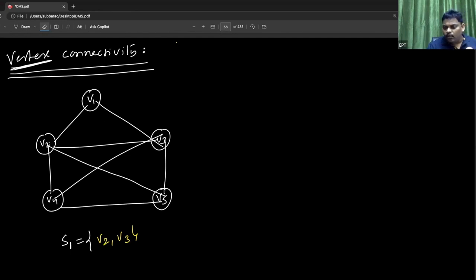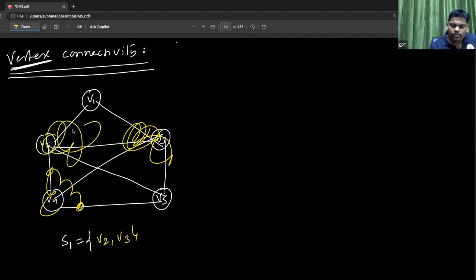Someone is saying V4, V3, V2. Let's check V4. I'm trying this one. Okay, V3. Okay. V4, V3, V2. Right? This is also, let me write. V3, V4, V2. This also is a set of vertices by deleting whom the graph becomes disconnected. So remember everyone, by deleting these two people, the graph becomes disconnected.